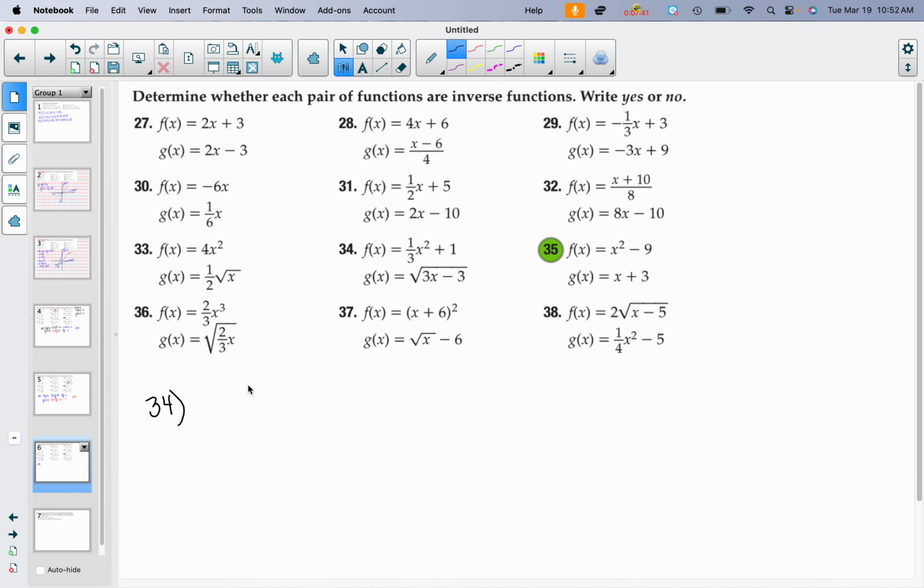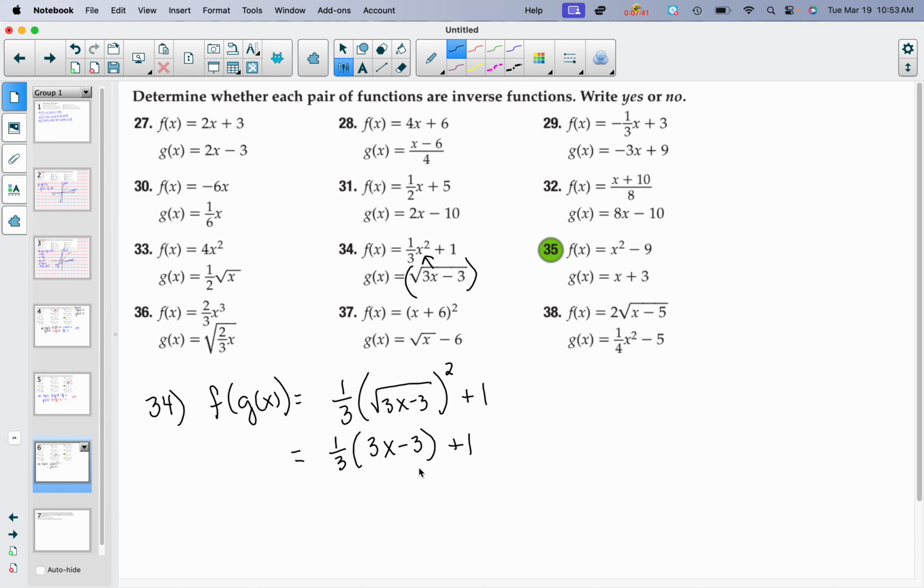Okay, I'm going to try number 34. If I do f of g of x, I'm taking this and dropping it here. So I get 1/3. In place of the x, I'm going to put the square root of 3x minus 3, and then this thing that is squared, and then I have a plus 1. When I square a square root, that cancels out the square root. So I'm going to have 1/3, and I'll have a 3x minus 3 plus 1. Now I'm going to distribute the 1/3, and I'll get x minus 1 plus 1, which is x.